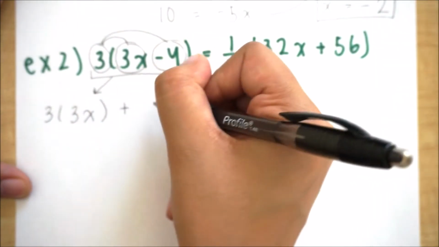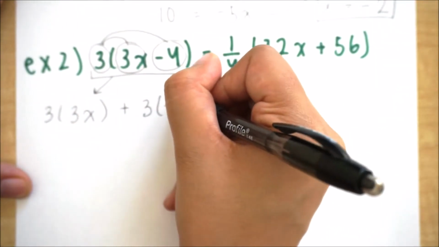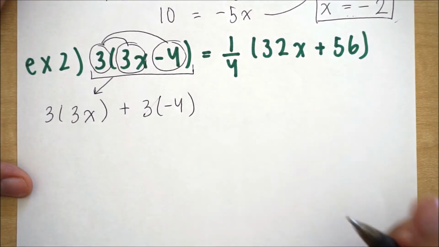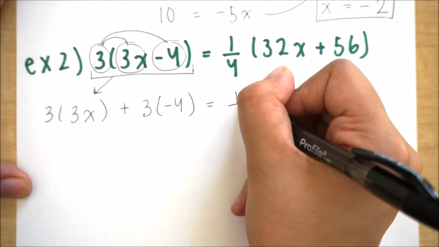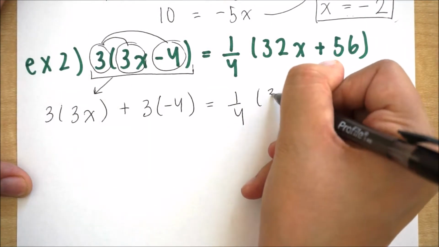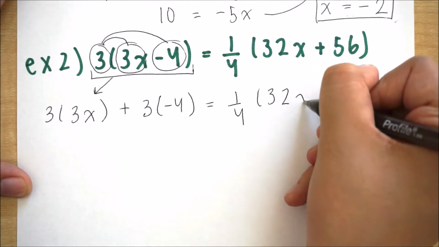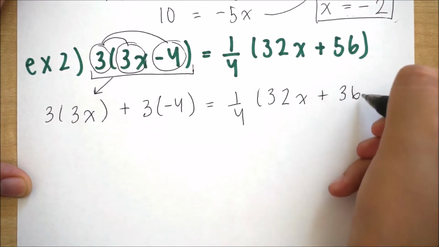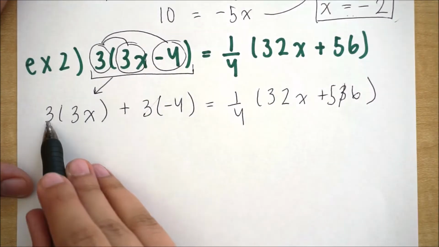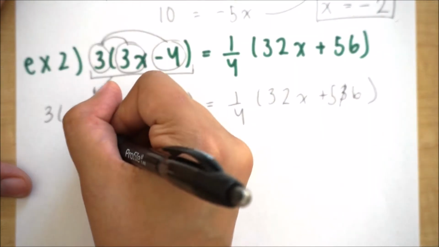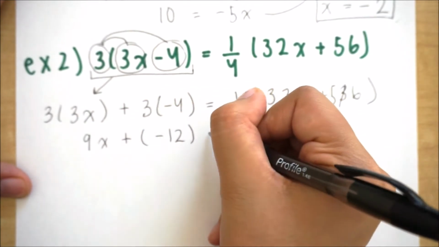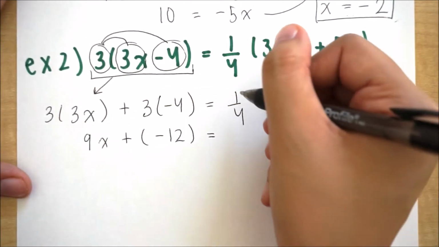Always associate the sign in front of the number with the number. So I have 3 times 3x plus 3 times negative 4. I'm basically multiplying the bubbles I created. Then I'll do 1 over 4 times 32x and add that to 1 over 4 times 56. Right now I'm just working with the left side, so we'll get to the right side in a second. 3 times 3x is 9x, and 3 times negative 4 is negative 12.